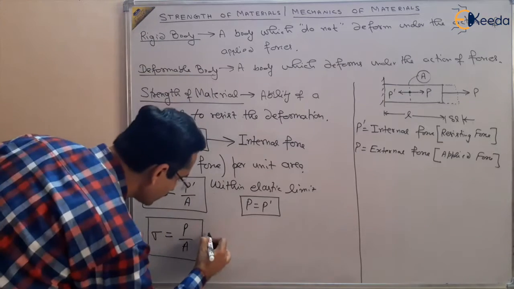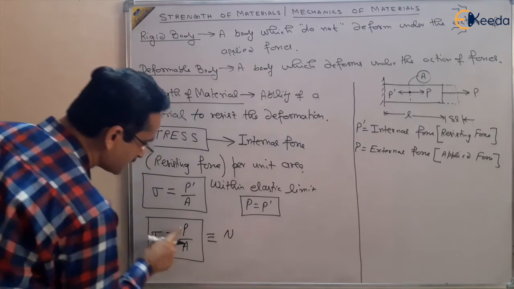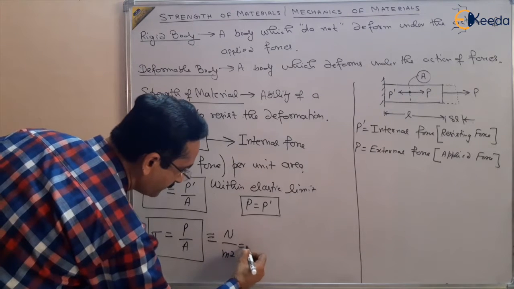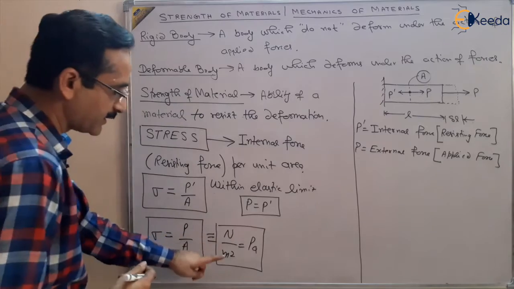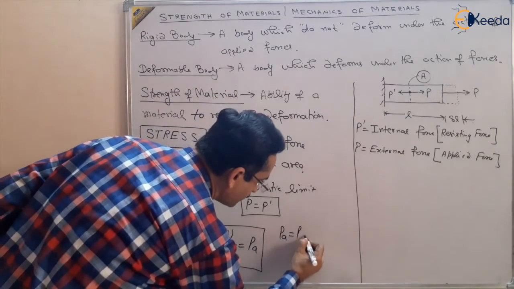So what is the unit of this stress? That is Newton, which is the unit of force, per unit area, that is meter square, or Pascal. 1 Newton per meter square is equal to 1 Pascal. When I say Pa, it belongs to Pascal.